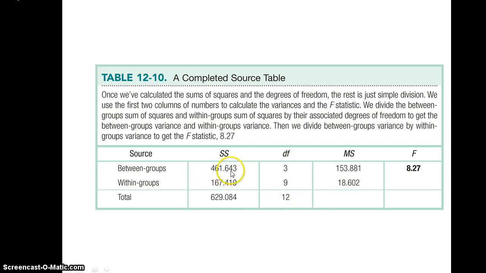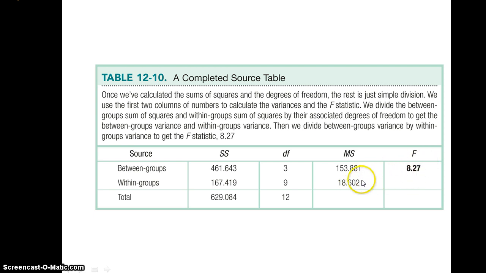If we took this between group sums of squares and divided by this 3, we would get our mean squared between, which is 153.881. If we divided the within group sums of squares that we previously calculated by 9 degrees of freedom, we get the mean squared within, which is 18.602.